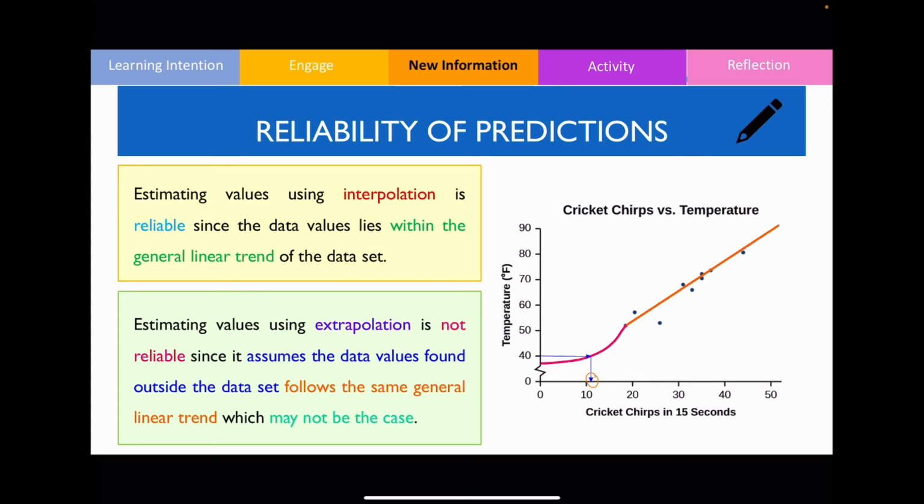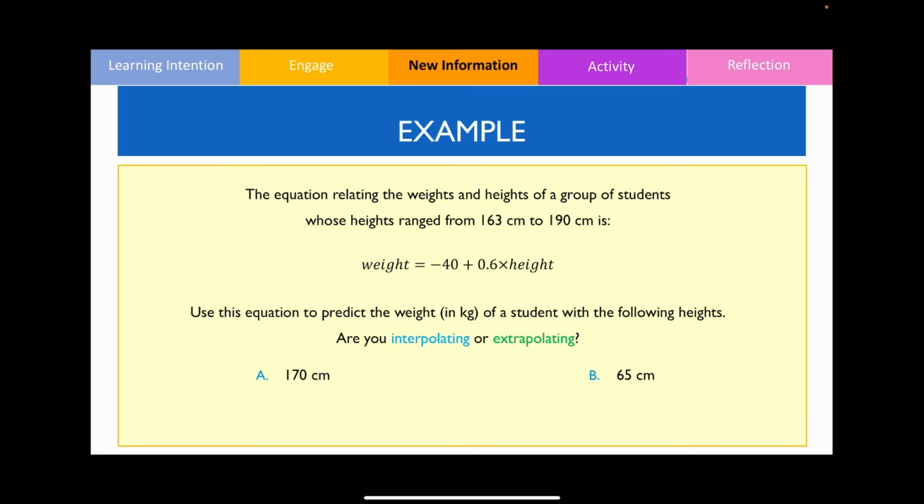Let's now look at an example of extrapolation and interpolation. In this example over here, they've given us the equation which relates weight and height for a number of students between 163 centimeters to 190 centimeters. Using this equation, it wants us to predict the weight of a student with the following heights, and it also wants us to identify whether this is an example of interpolation or extrapolation.